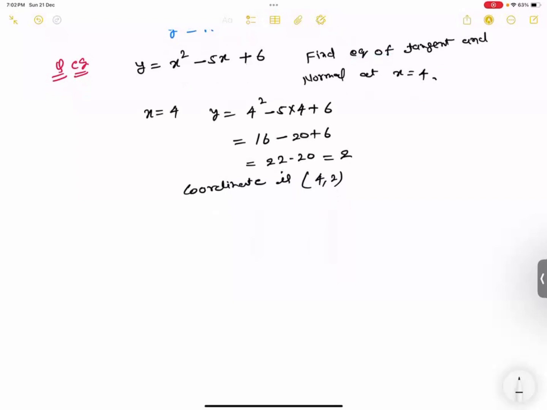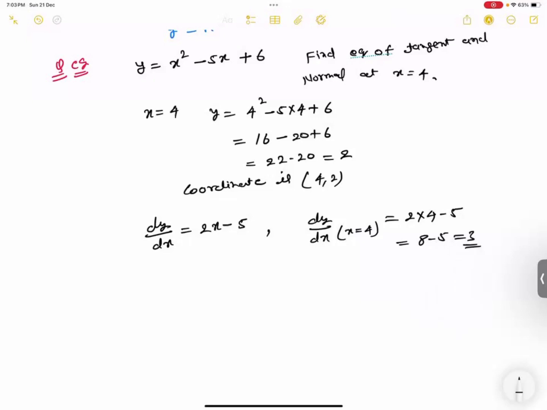Okay. Now we are finding the gradient at this point. So we are differentiating the equation. dy/dx: derivative of x square is 2x. Derivative of x is 1, so minus 5, and derivative of 6 is 0. So that's the derivative we have. And at x is equal to 4, we substitute this value of x. So 2 times 4 minus 5, 8 minus 5, that is 3. So we have got the derivative, that is the gradient. So I can say m is equal to 3. And the coordinate is 4 comma 2.